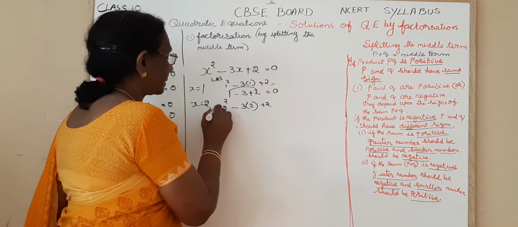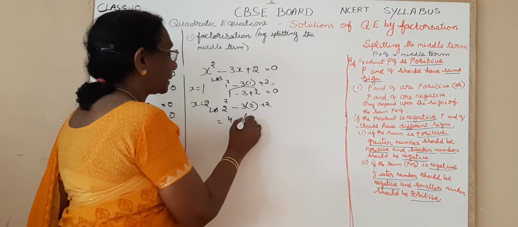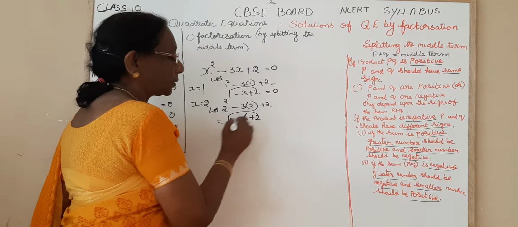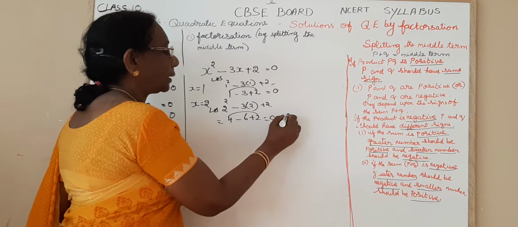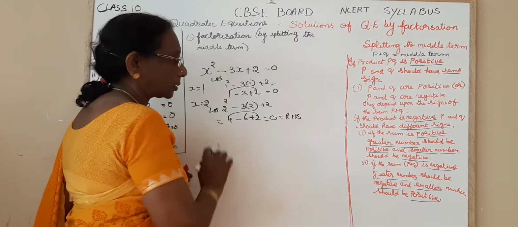This is LHS. 4 minus 6 plus 2. So 4 plus 2 is 6, and 6 minus 6 is 0. So this is equal to what? RHS, because RHS is also 0.